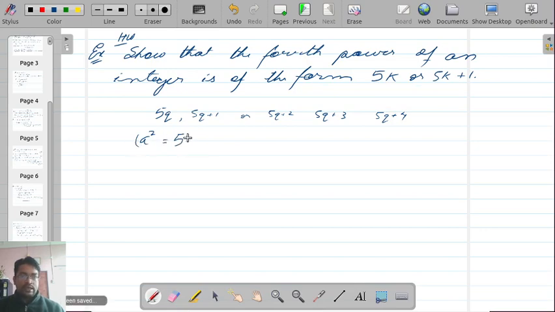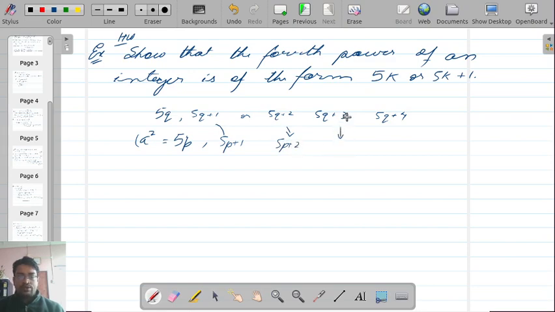So instead of using k here, you use something else, say 5p. If a is of the form 5q, then a square is of the form 5p. And in this case it is of the form 5p plus 1. And here 5q plus 2, when it is 5q plus 2, I think most probably you will have a 4 here in the last, right? So it is of the form 5p plus 2.